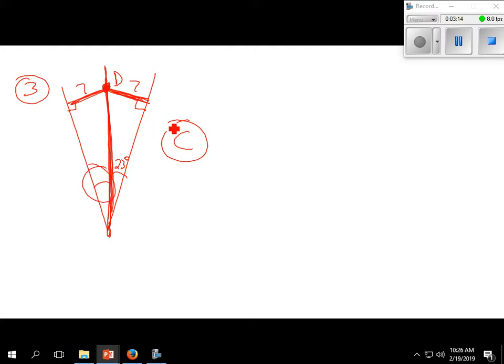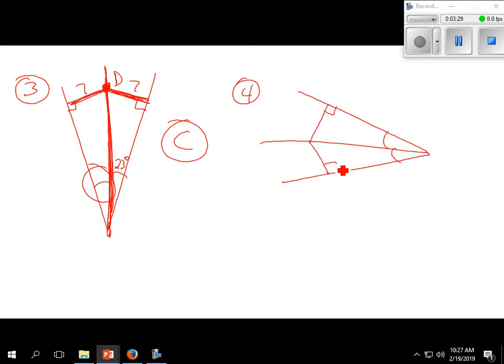Number 4. Number 4 looks like same idea. This time they tell us that that is an angle bisector, so those two angles are congruent. And then we have something that looks like this and something that looks like this. This point right here has to be the same distance from that side of the angle as it is from that side. They tell us this is 6x plus 3, and that this is 3x plus 6. So we set up an equation. 6x plus 3 has to equal 3x plus 6.